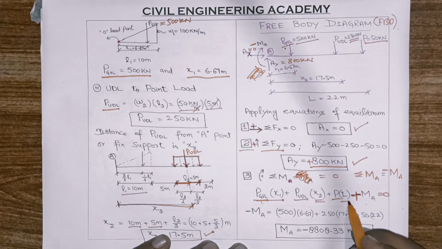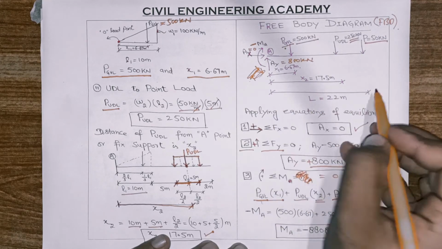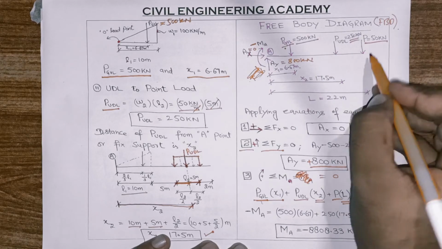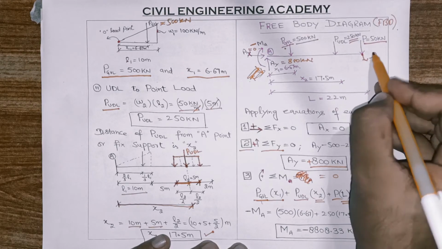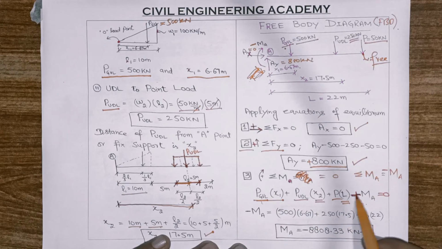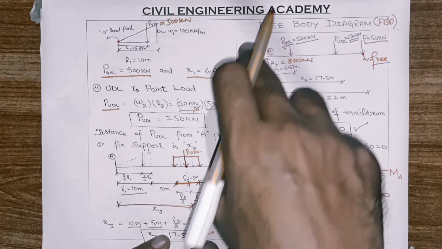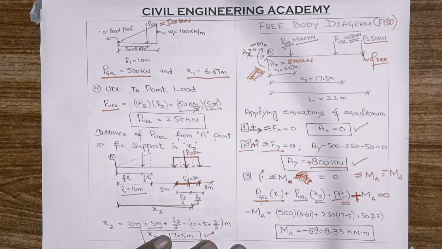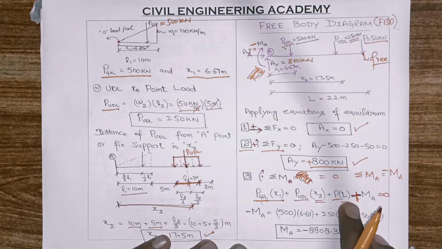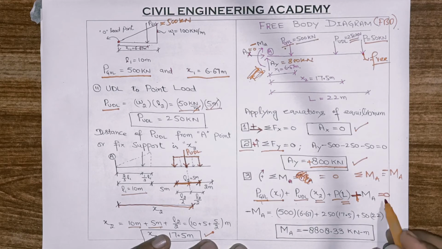And what is the distance of P from the fixed support? That is the overall length of the beam, because point load P is acting at the end point, at the free end. This is the free end of the beam, so P load is acting at the free end of the beam, plus MA. This MA is also considered in clockwise direction, so we will add this to all these moments equal to 0. Simply this plus MA will be shifted to the other side and it will become minus MA.